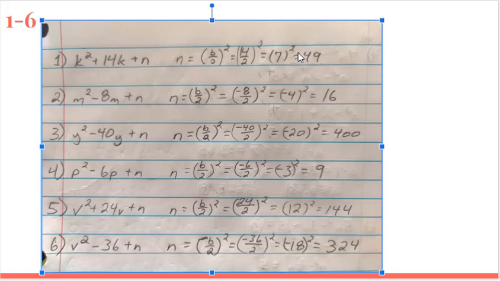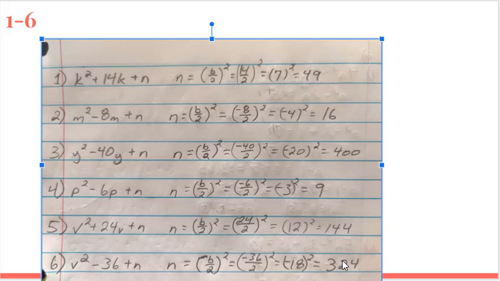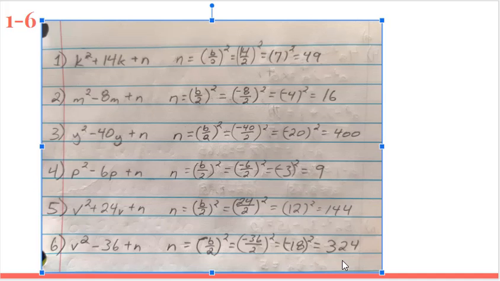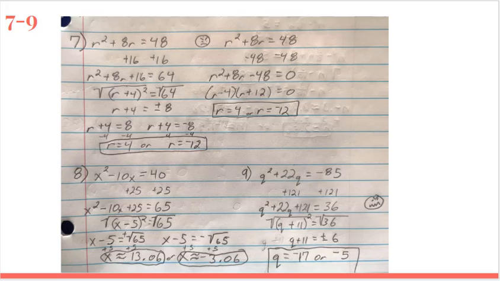So here, just check it really quick. Check my work. All right. So here the term should be 16. 18 divided by 2 is 4. 4 squared is 16. 40 divided by 2 is 20. 20 squared is 400. 6 divided by 2 is 3. 3 squared is 9. 24 divided by 2 is 12. 12 squared is 144. 36 divided by 2 is 18. And 18 squared is, I just moved that. Awesome. 324. Okay. 1 through 6, done.